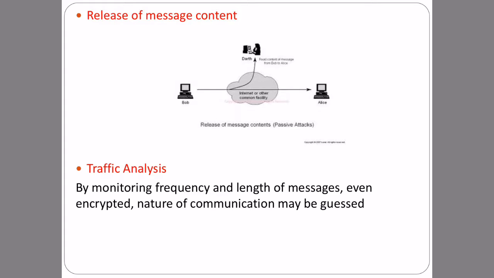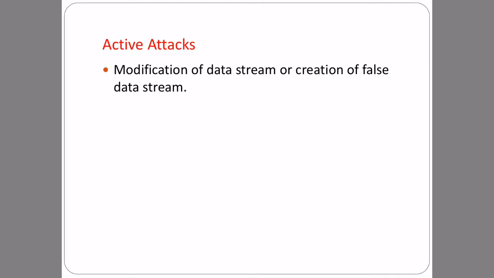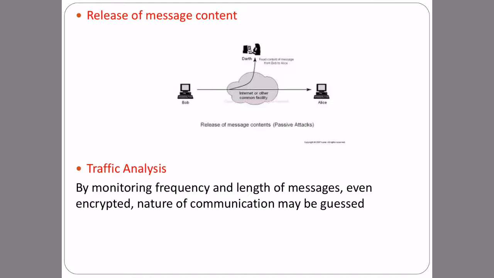Now, what is Darth basically doing? Darth is spying over the information inside the email message, though it has been encrypted. So, this is known as your release of message content. Spying over the message or finding the information inside the message is known as your release of message content. Coming to the next attack, that is traffic analysis.